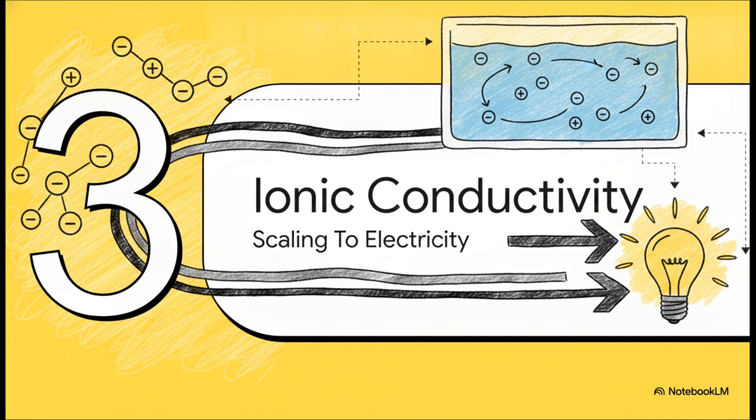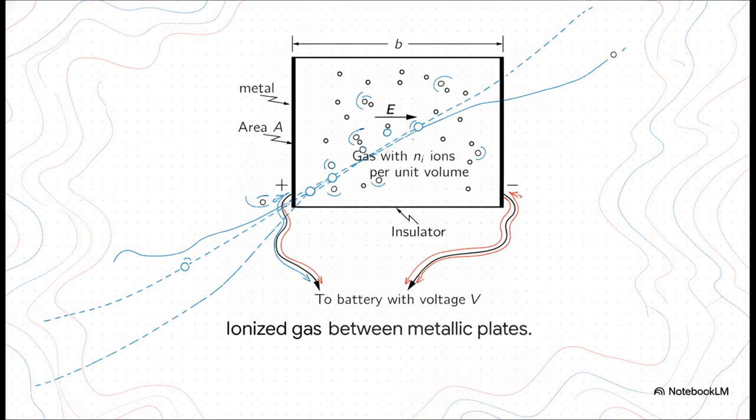Ionic conductivity and current, scaling up to electricity. All right, we're finally ready to apply our physics to a macroscopic container. In this schematic, we have a gas filled with special charged ions, and they're sitting between two metallic plates connected to a battery. By turning on that battery, we apply a voltage, which creates a uniform electric field pointing straight across the gas.